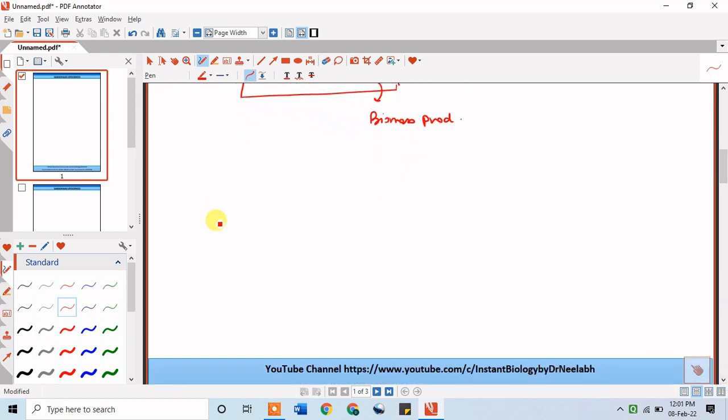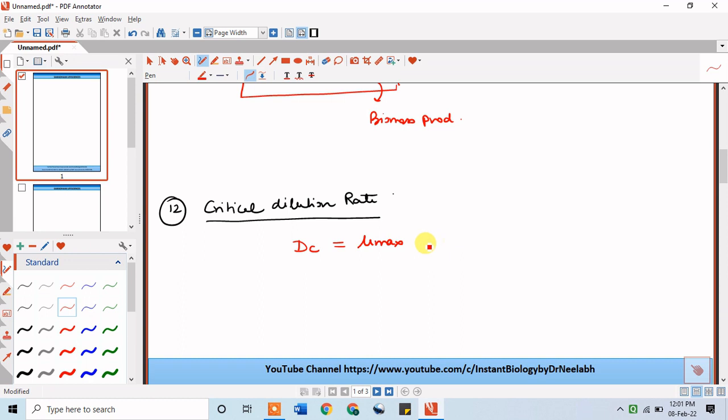Now let us talk about formula number 12. What is formula number 12? So this is critical dilution rate. So what is critical dilution rate? Actually इसका formula क्या होता है? Dc is equal to μmax into Sr upon Ks plus Sr.